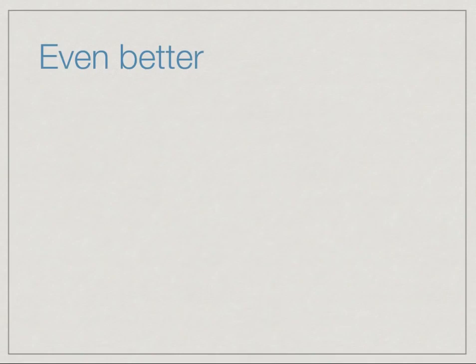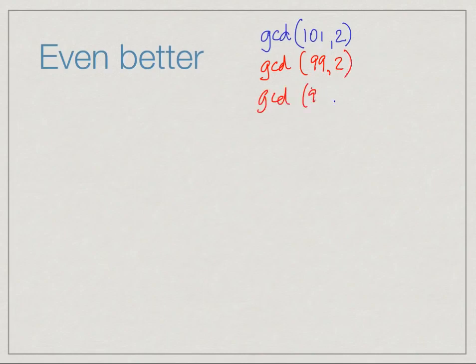So we can actually do a little better than this. Let us see one problem with this by doing a hand execution. Supposing we start with some number like GCD of 101 and 2. Then our algorithm will say that this should now become GCD of the difference and n. The difference is 99, so we'll have 99 and 2. And then this will become GCD of 97 and 2, and so on.